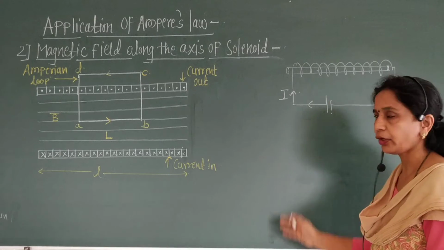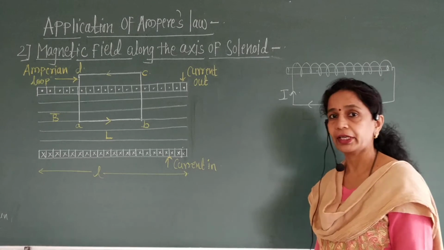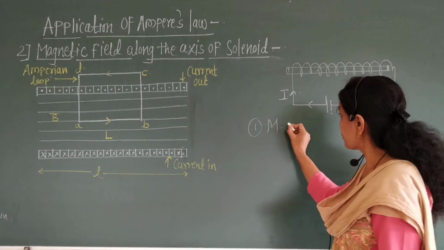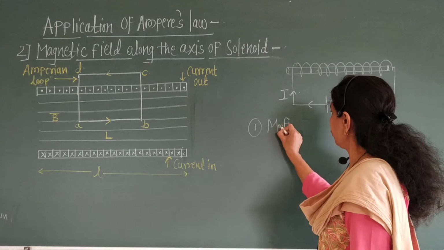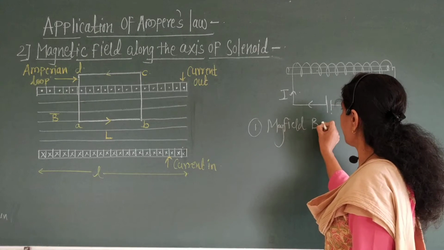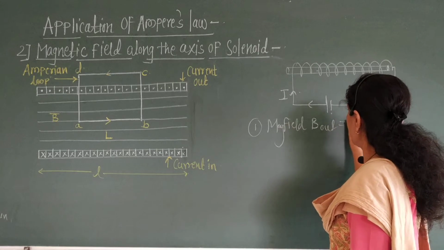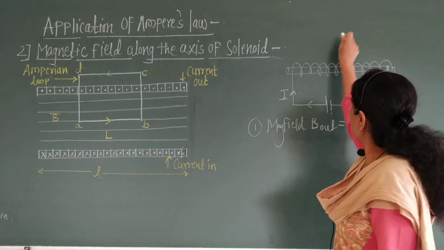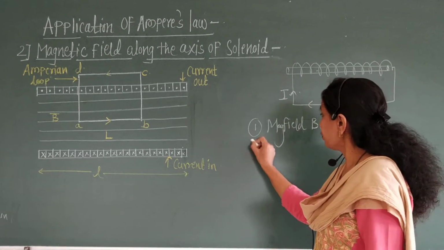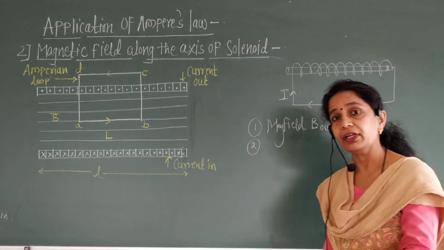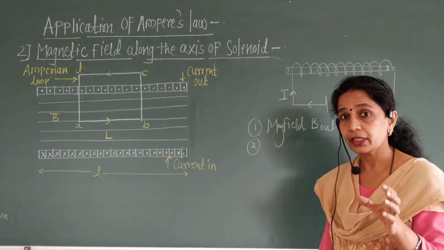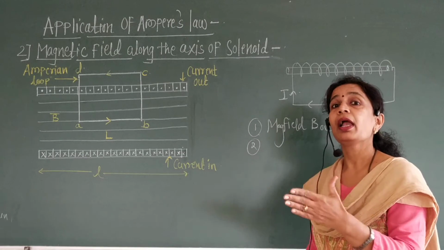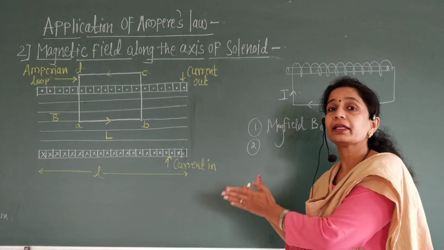Okay, and for solenoid 4 points are very important. First is magnetic field, B, outside the solenoid is equal to 0. Magnetic field outside the solenoid is 0. Second point is magnetic field inside the solenoid is along the axis. Again it is uniform and parallel to the magnetic lines.